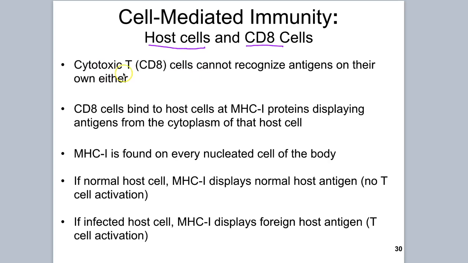All right, so these cytotoxic T cells can't recognize antigens on their own either. Just like the helper T cells, they need another cell to present them with the foreign antigen. But CD8 cells don't work with the APCs; they work a different way. So let's draw here. This cell could be any host cell in our body: a liver cell, a neuron, a skin cell. It's not any cell, it's any cell with a nucleus.